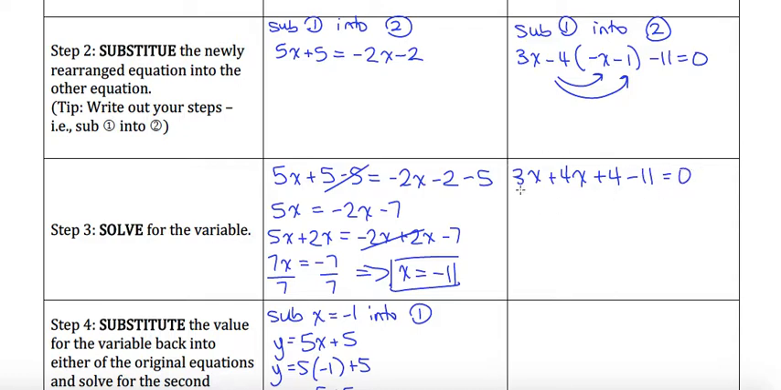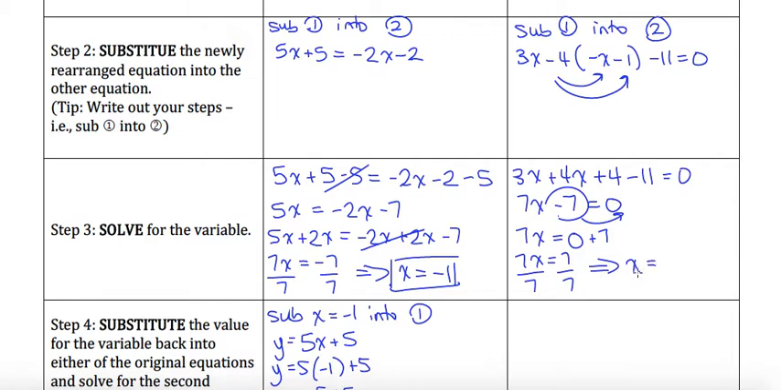Let's collect our like terms. 3x plus 4x is 7x. 4 take away 11 is -7 equals 0. I'm going to move my 7 to the other side. So 7x equals 0 plus 7, or 7x is equal to 7. Divide both sides by the coefficient in front of your variable. 7 divided by 7 is 1x, or x, and 7 divided by 7 is 1. So x equals 1.